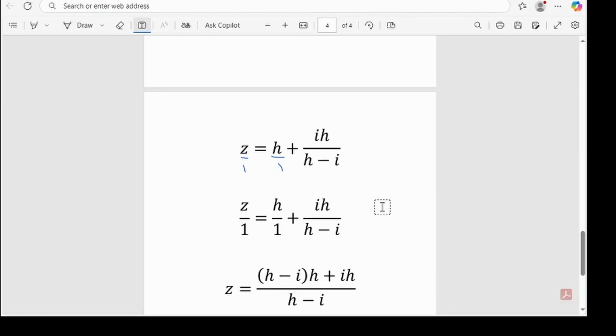We do cross multiplication. So we cross multiply with the LCM. So the LCM here is the least common factor. So between 1 and H minus I, the LCM here is H minus I, right? So between 1 and H minus I, the LCM here is H minus I. Okay, so cross multiply.